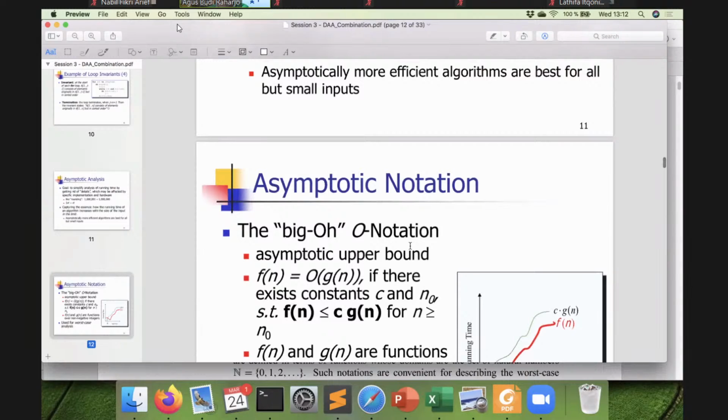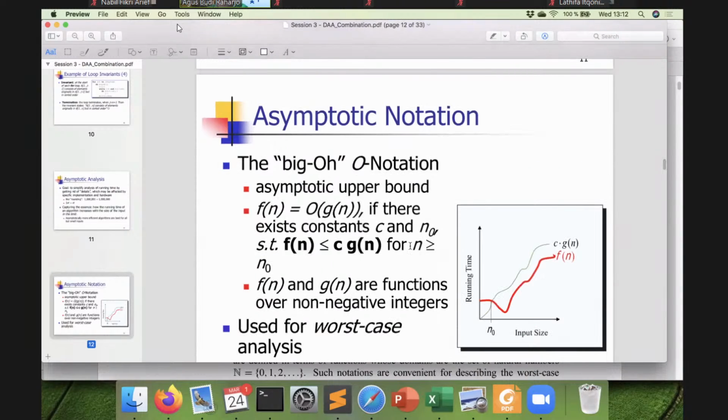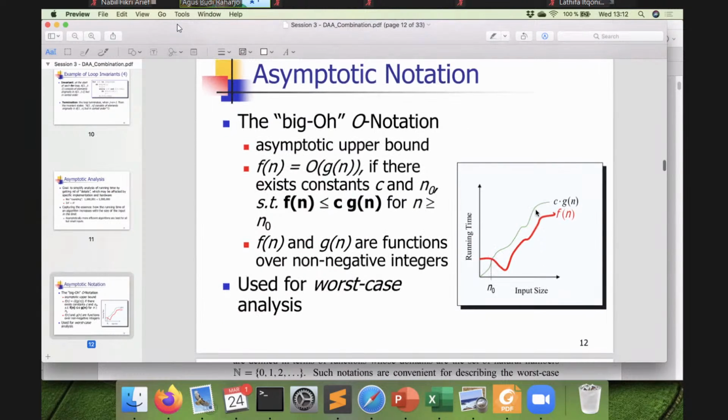And for asymptotic notation, last week and previously, I explained that there are three, which are big omega, big theta, and big O. Based on the book, I will explain five. The rest are the little o and little omega. So we start with the big O notation, the asymptotic upper bound. So this is the upper bound.